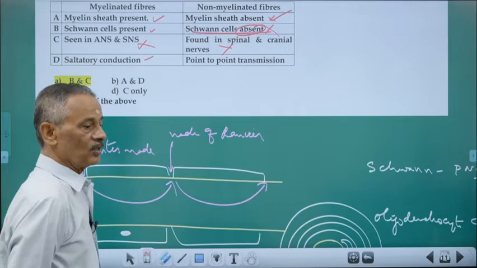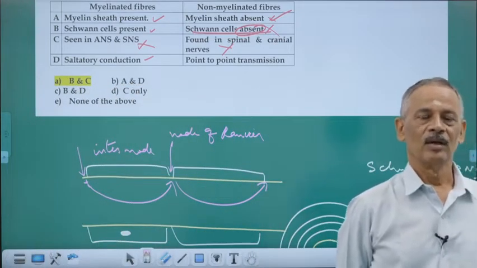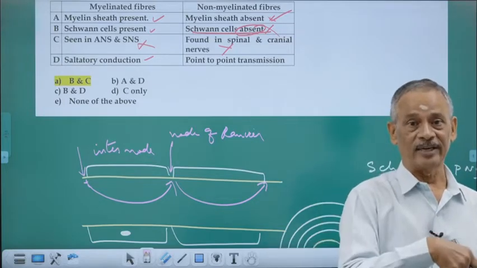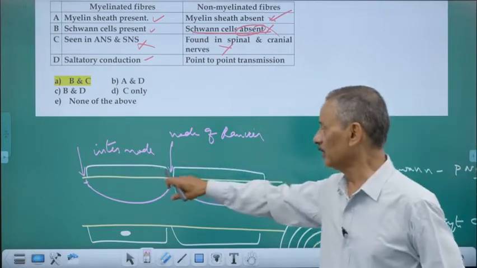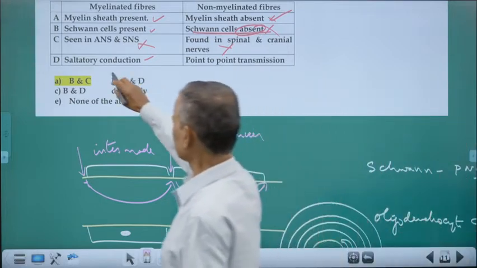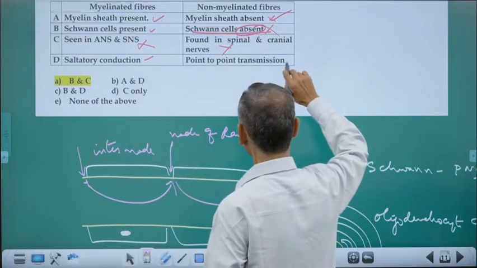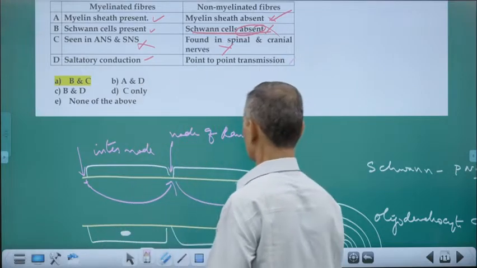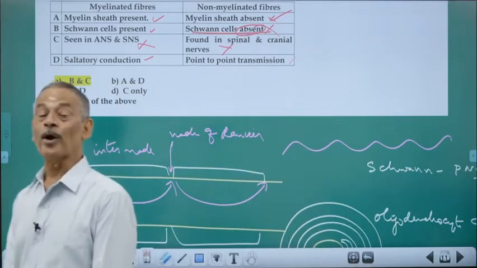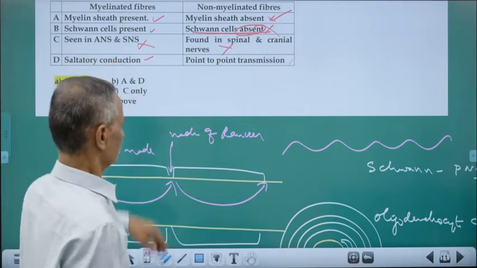So, the electrical charges are jumping, not flowing. In non-myelinated it is flowing. That's why it is slow. Whereas in myelinated it is jumping, and so will be very fast. This is called saltatory conduction. Saltation means jumping. Whereas in non-myelinated, it is point-to-point transmission. It is flowing, positive, negative, point-to-point flow. Whereas in myelinated, it is jumping.